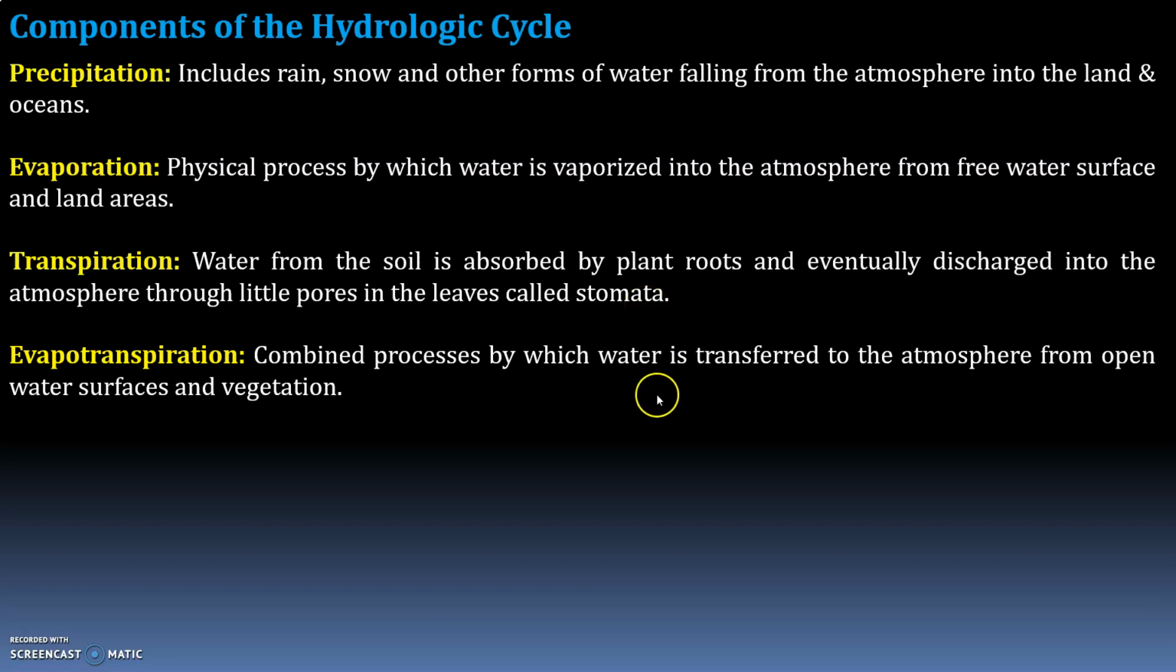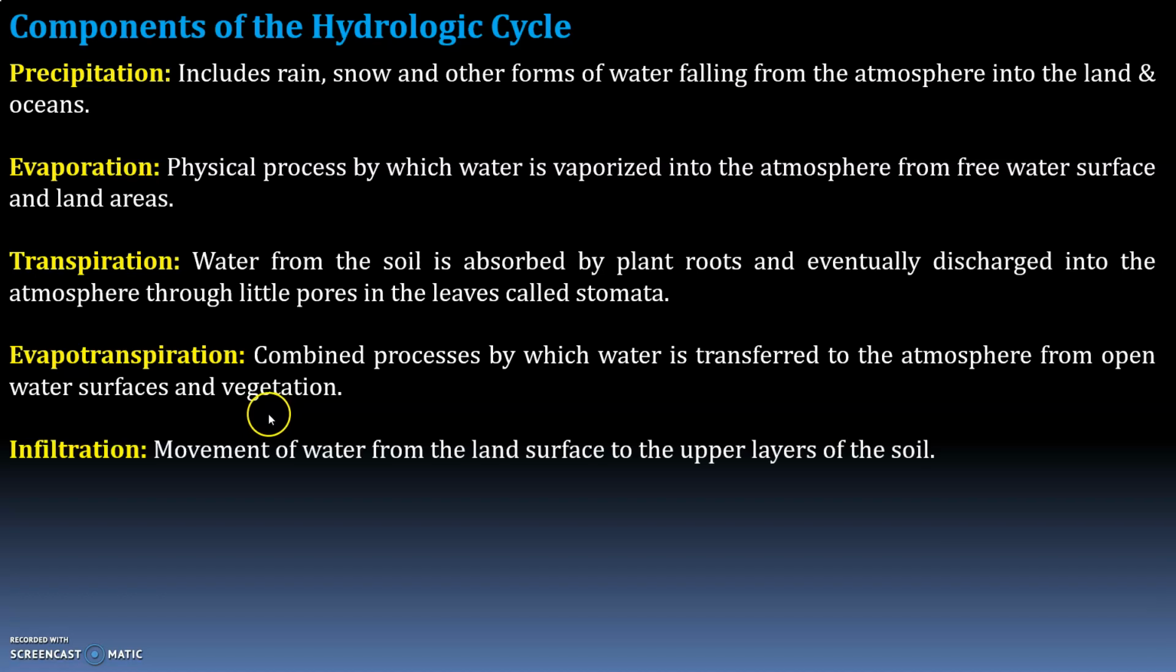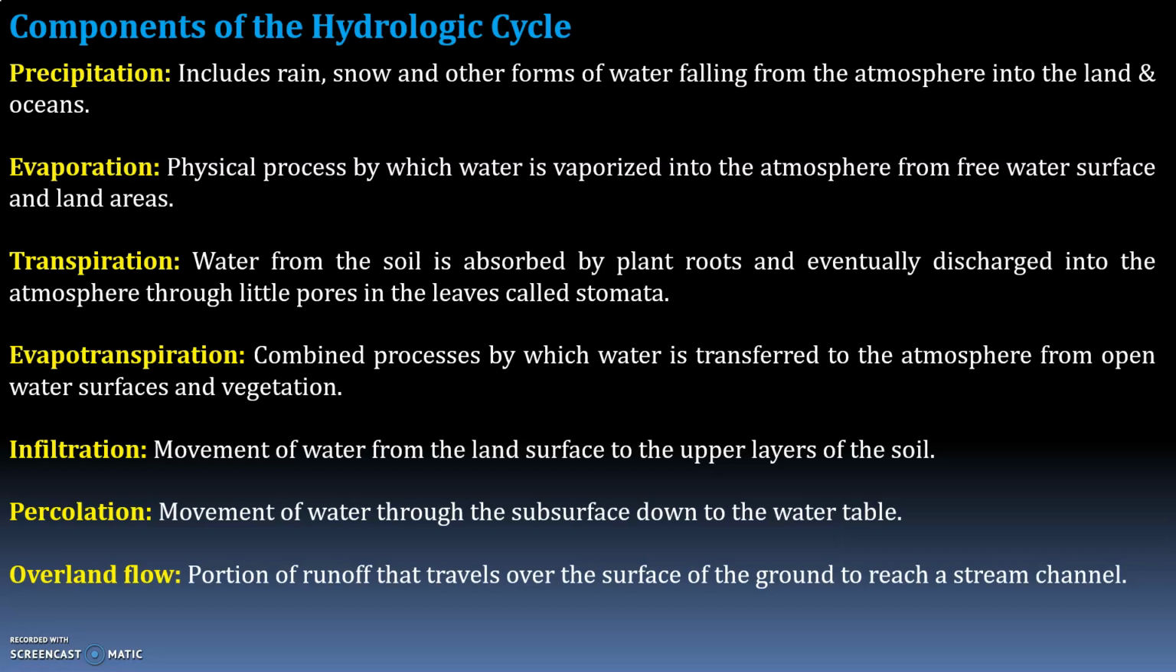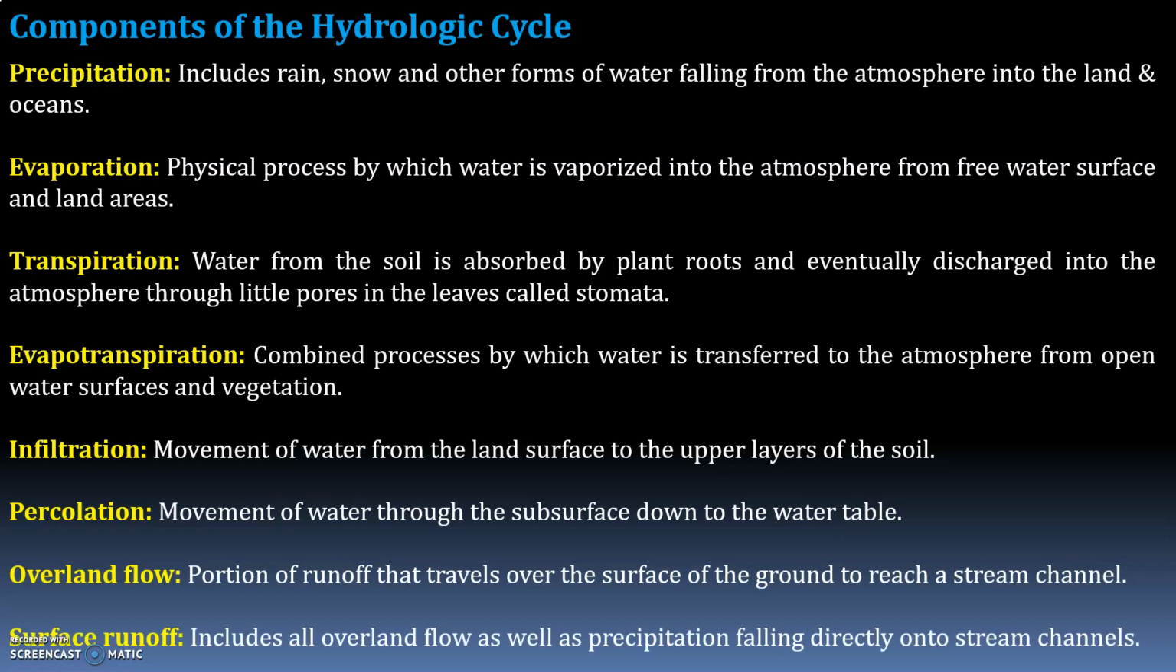Evapotranspiration: combined process by which water is transferred to the atmosphere from open water surfaces and vegetation. Infiltration: movement of water from the land surface to the upper layers of the soil. Percolation: movement of water through the subsurface down to the water table. Overland flow: portion of runoff that travels over the surface of the ground to reach a stream channel. Surface runoff includes all overland flow as well as precipitation falling directly onto stream channels. These are the different components of hydrological cycle.